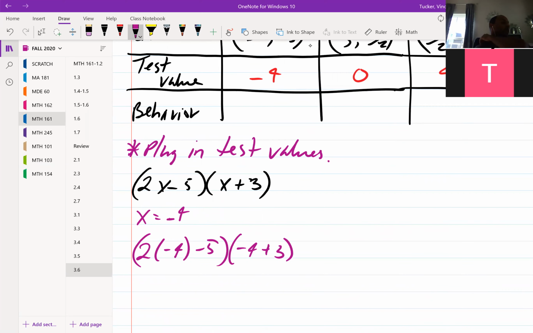Now, if you want to go ahead and calculate it all the way through, you can. You don't have to. All you need to know is, are we getting a positive result or a negative result? So in the first parentheses, that should be a negative value. Second parentheses, negative. So negative times negative is positive.